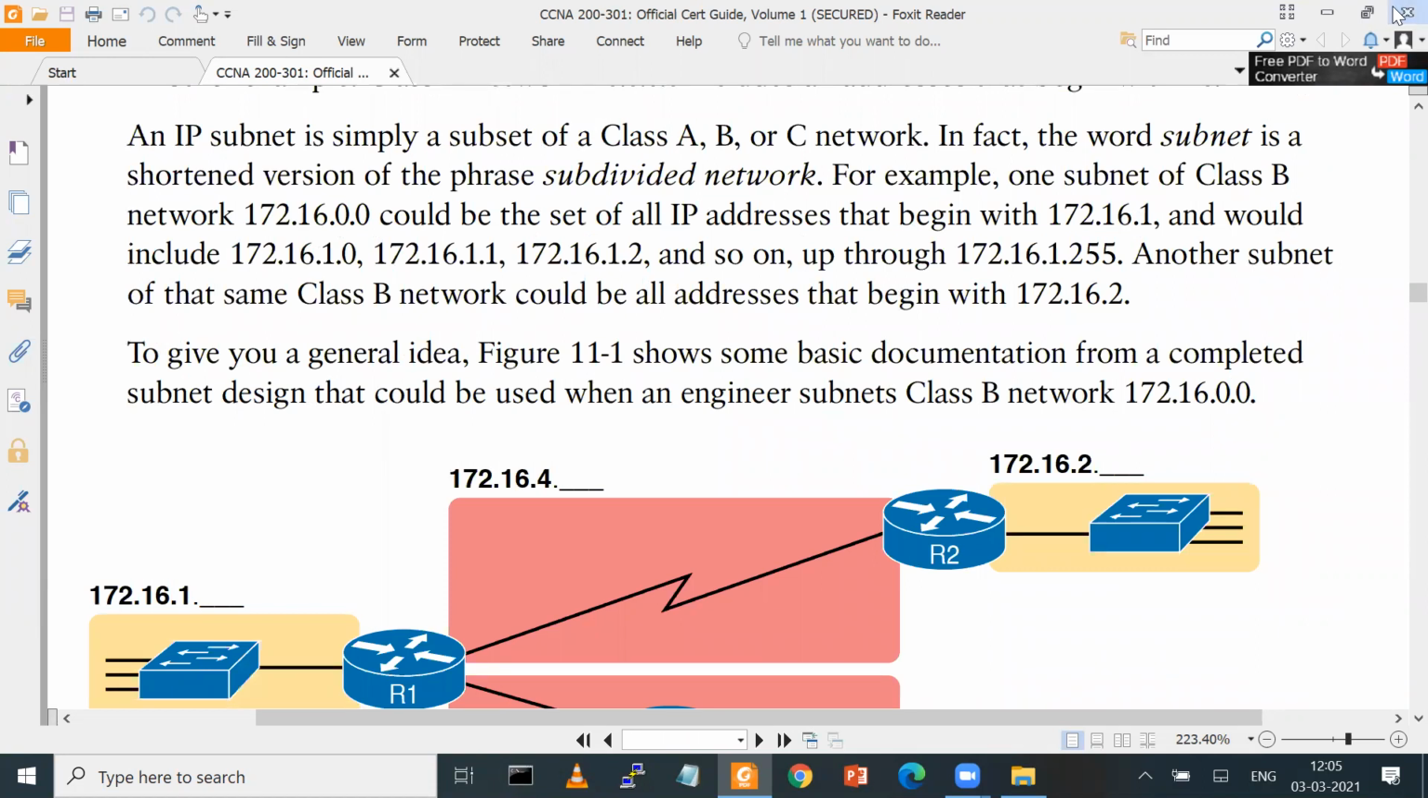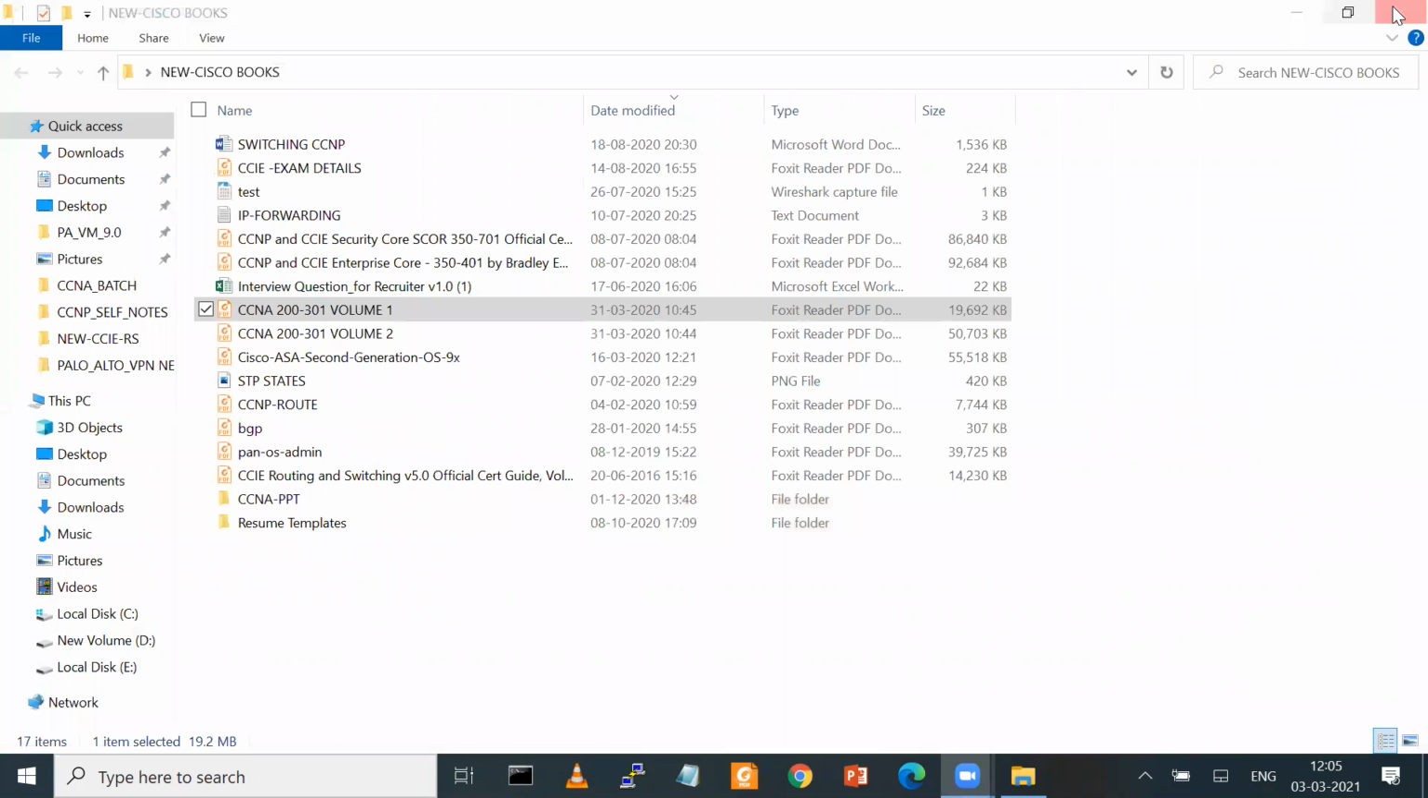All right, guys. Praveen, Christopher, do you have the CCNA Volume 1 book? No, sir. Could you please share it? Yeah, I'm sharing it here in the chat. Okay, download it.